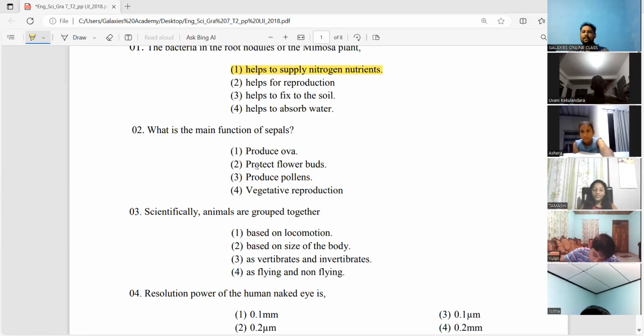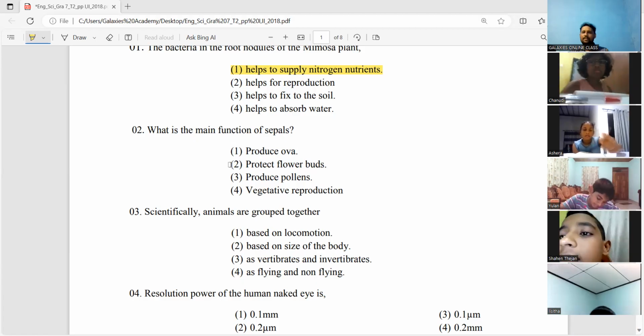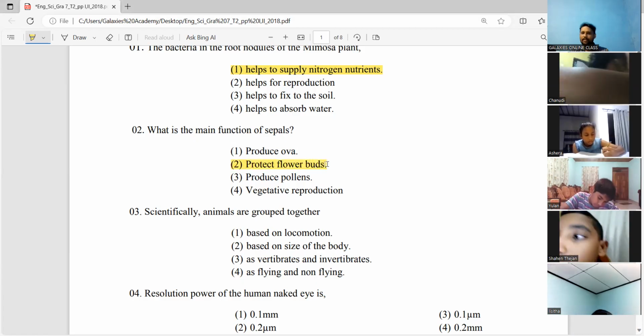Produce ova, protect flower buds, produce pollens, vegetative reproduction. What's the main function? Protect the flower. Yes, the bud stage of the flower, we protect it using the sepals.